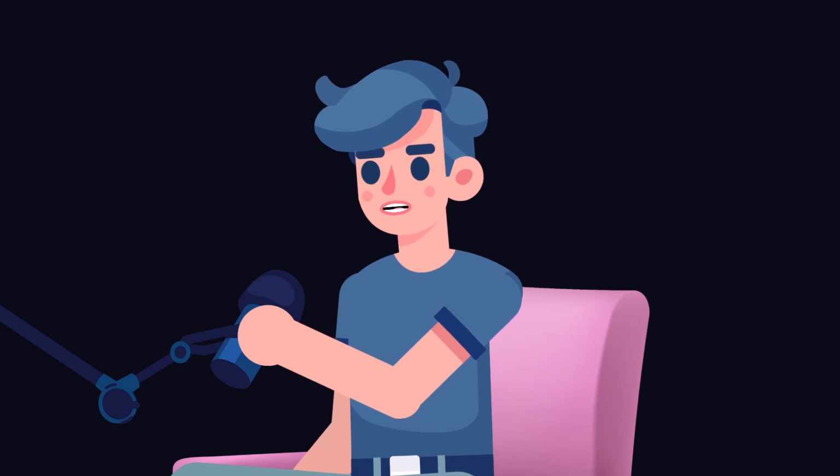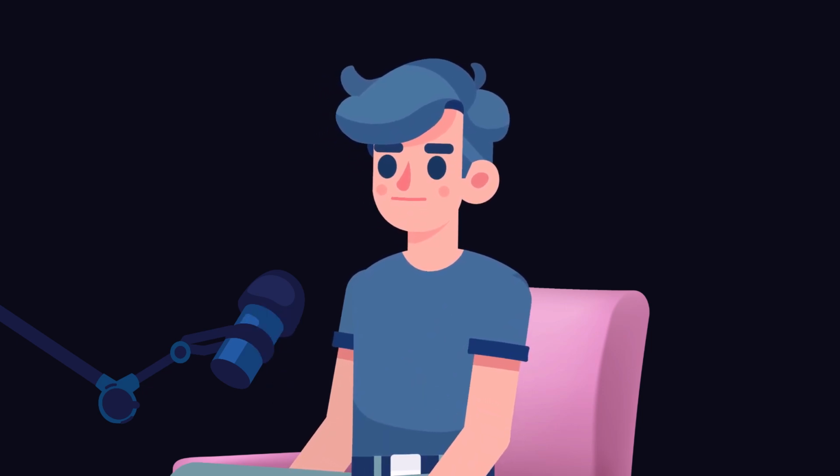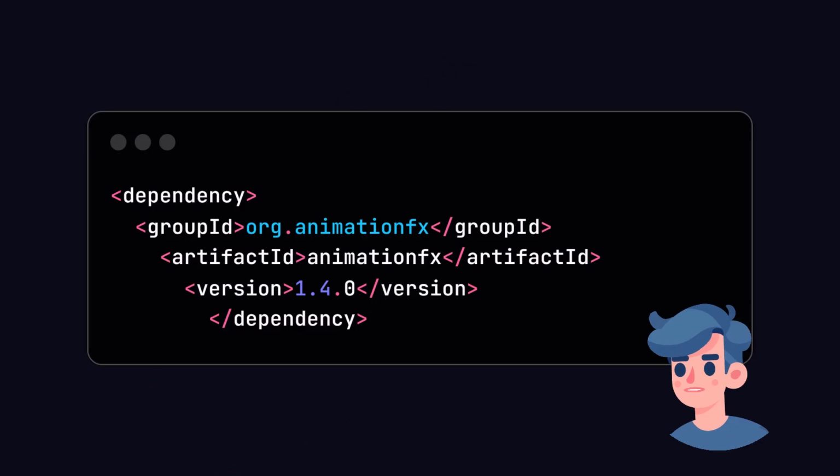Now that we have our tools ready, it's time to set up a new Java project in your IDE. Create a project called AnimationFX Game. Next, we want to add AnimationFX to our project. If you are using Maven, you can simply add the following dependency to your pom.xml file. This will allow you to easily make use of the AnimationFX library.